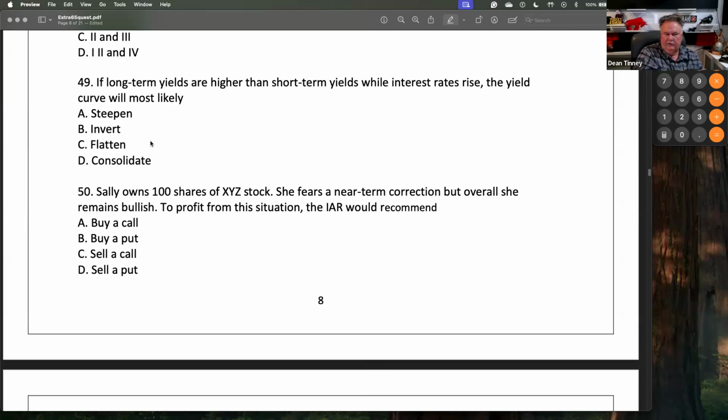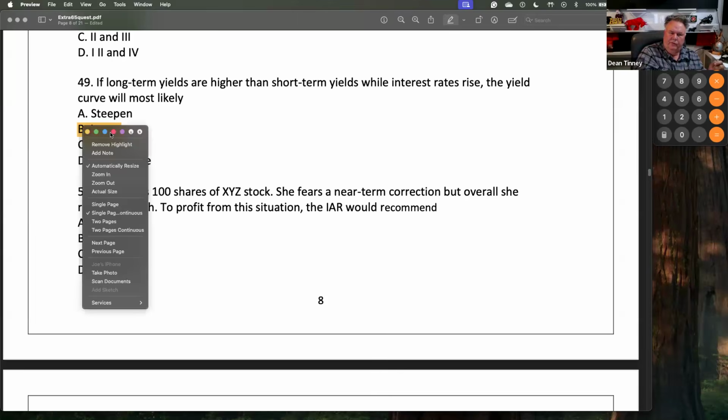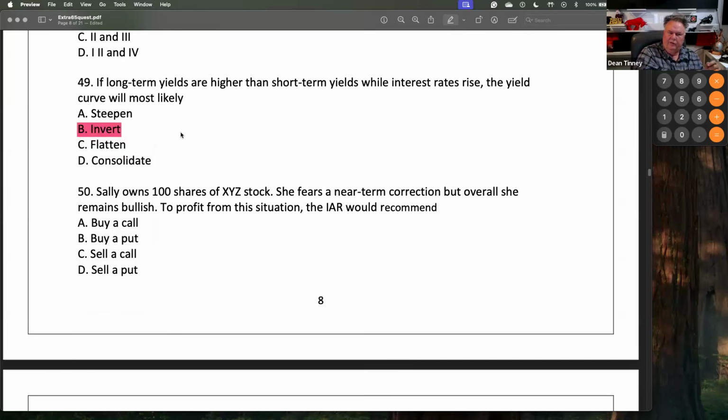So let's be clear on this one because it's testable. If long-term yields are higher than short term, that's a normal yield curve. It's not inverted. And now the Fed starts to raise interest rates, so they have control over short-term rates. We would imagine that the long-term yields are going to increase when interest rates rise. Now, I don't like this question. The answer that Brian is looking for here is A.